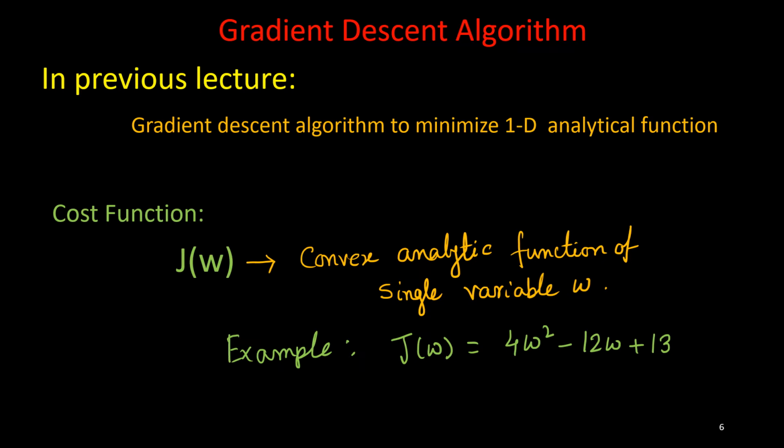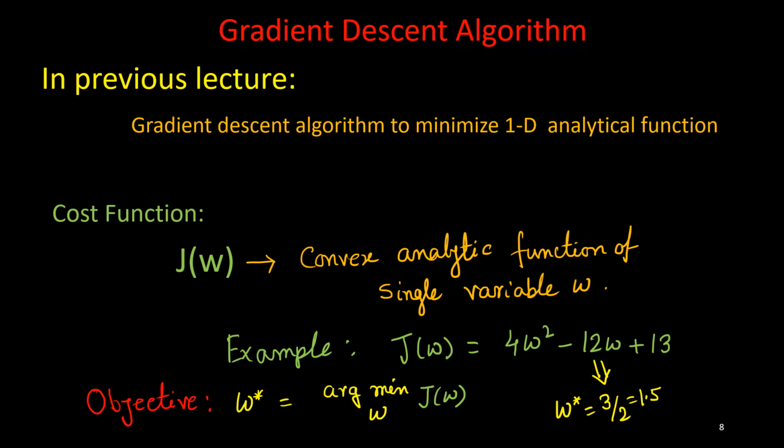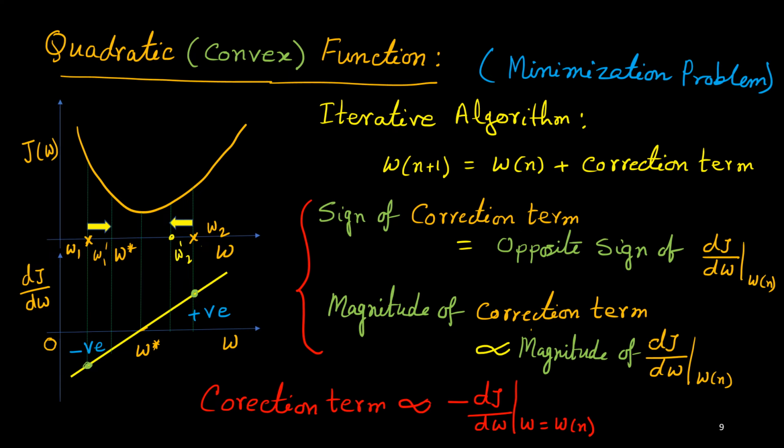So we have considered this example. The g of w equals to 4w squared minus 3 of w plus 13. So this cost function we have discussed, and our objective was to find the optimal parameter w star, which will give us the minimum value of this cost function g of w. And for this example, the w star is given by 1.5. That we have discussed in detail in the previous lecture. So in last lecture, we have discussed this quadratic cost function and this minimization problem.